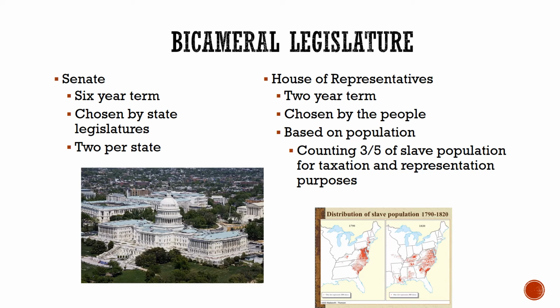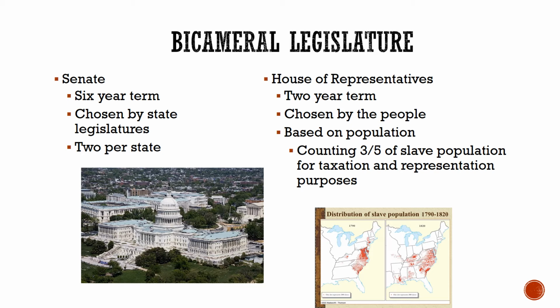Two senators per state, regardless of population. To put this in perspective, Texas has over 28 million people. They have two senators. North Dakota has 700,000 people. They have two senators. By the way, there are more people living in the city of Fort Worth than in the entire state of North Dakota. But this is an example of where the states are represented.